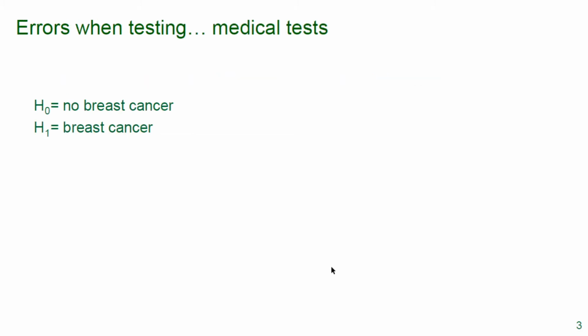Errors in testing are common, not just in statistical testing. Just think of medical tests like mammography for breast cancer screening. H0 would be that there is no breast cancer. H1 would be that the woman has breast cancer, and a medical doctor may make the two types of errors. Type 2 error would be to overlook a breast cancer, and type 1 error would be to diagnose breast cancer even if there is no breast cancer.